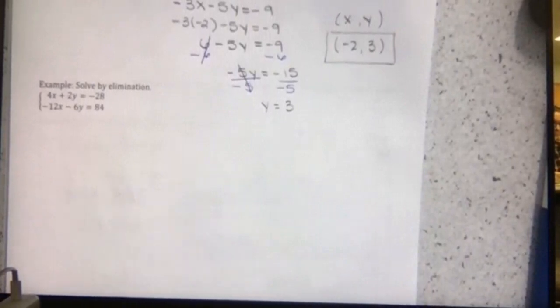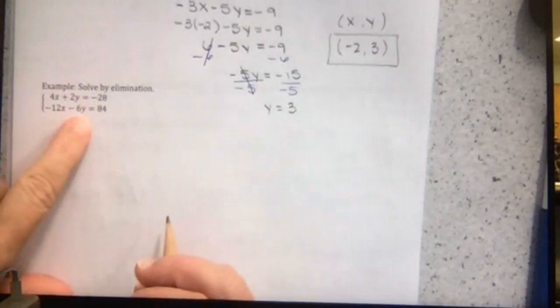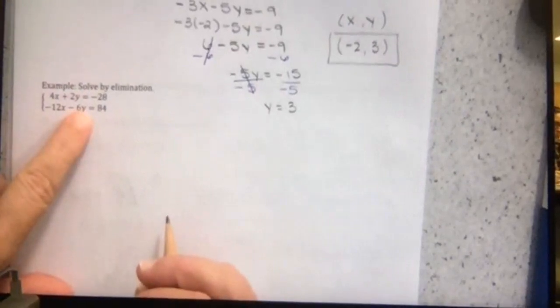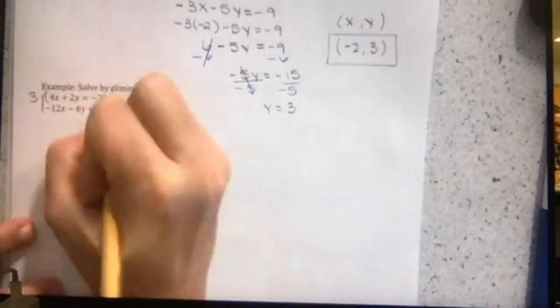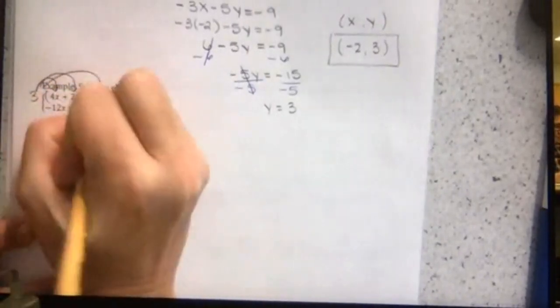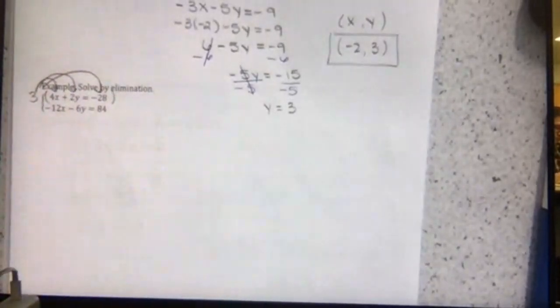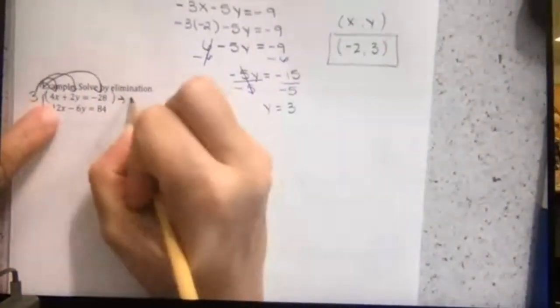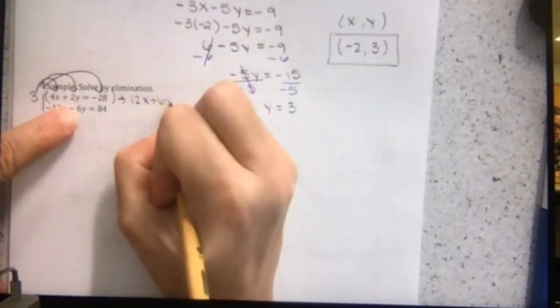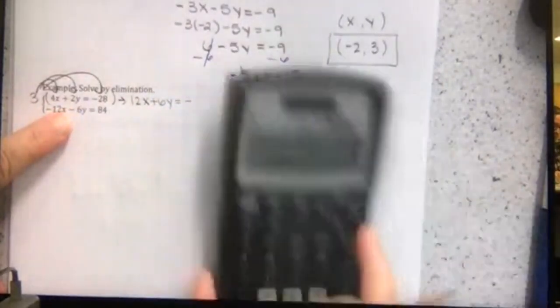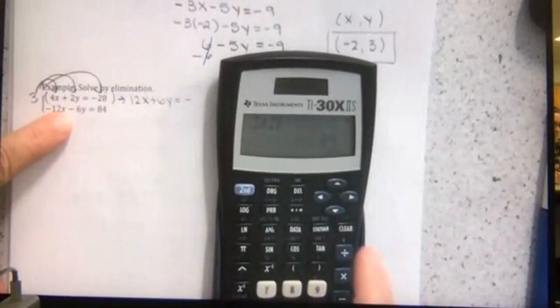Your choice, do you want to eliminate x or y? They're both the same, one's positive, one's negative. Y. All right, so if we want to eliminate y, this y is negative 6, this y is positive 2. I can multiply this first equation by positive 3, and that way it would be positive 6y and negative 6y, and they would eliminate. So this first equation, I have 3 times 4x, which is 12x, 3 times 2y, which is plus 6y, equals negative 3 times 28, which is 84.